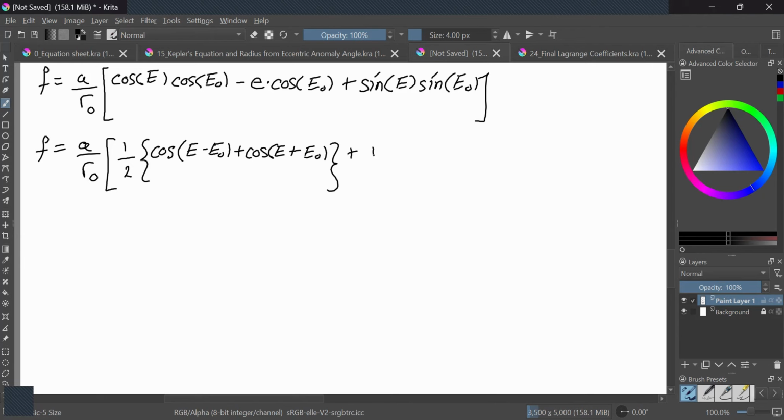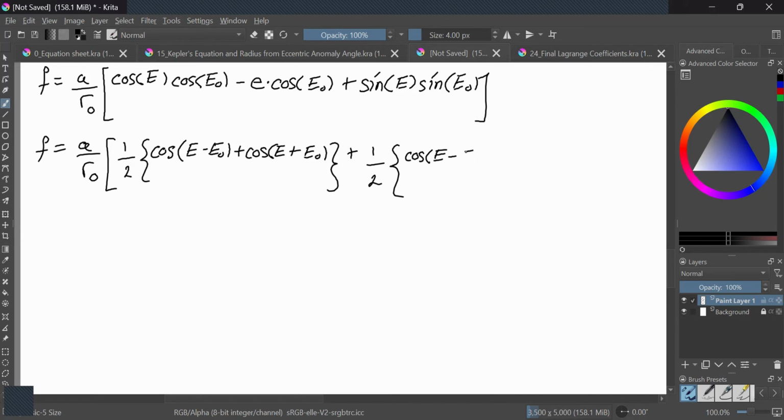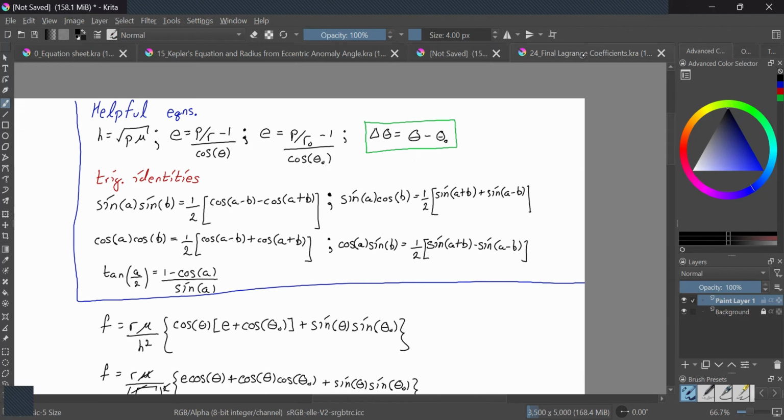So now the two sines, 1/2 sine, minus plus. That's how I'm remembering it. So cosine of E minus E naught minus cosine of E plus E naught. And then minus E times cosine E naught.